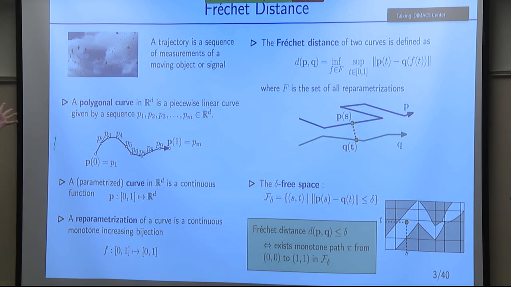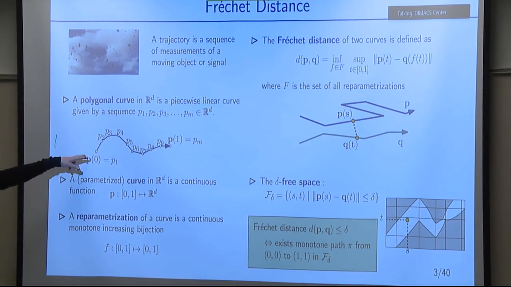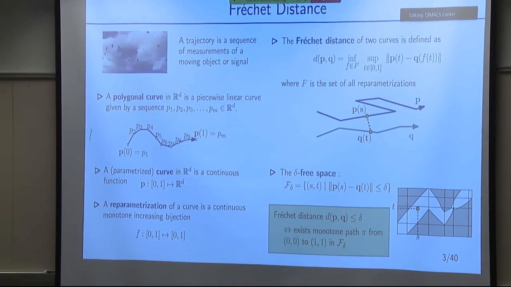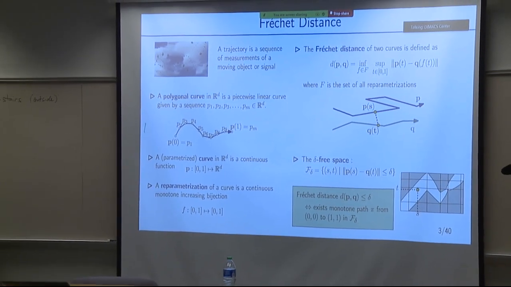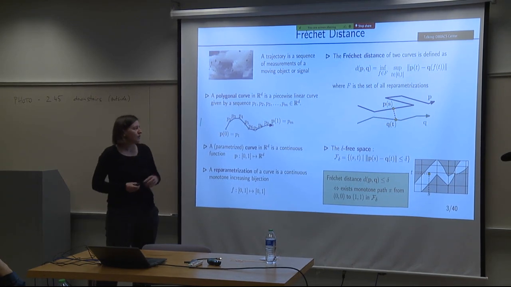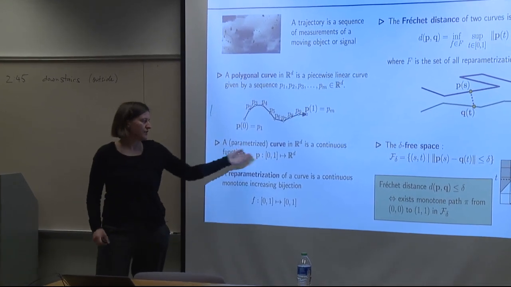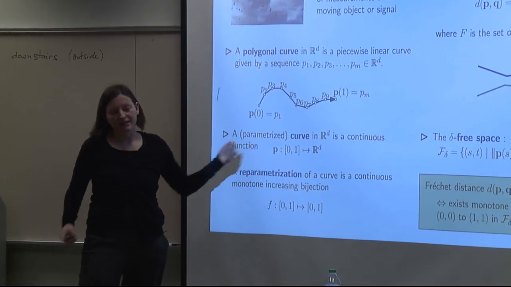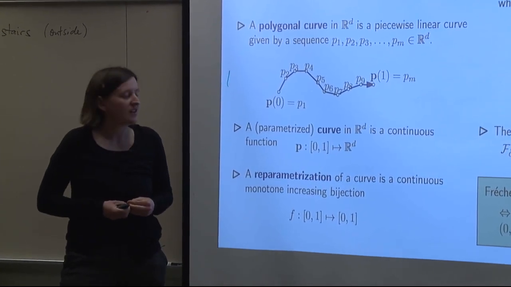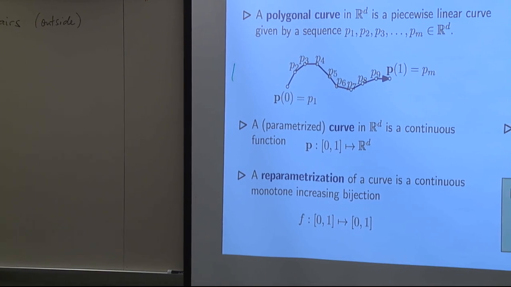As I said, a trajectory or time series is a sequence of measurements of a moving object, or maybe a signal in general that you trace over time, how it changes. So you get these measurements, and then normally what is done is a piecewise linear interpolation of these measurements, and you obtain a polygonal curve, or piecewise linear curve. You can think of this also as a parameterized curve, which is just a mapping of a parameterization interval, let's say we can just fix it to be [0, 1], to R^d, where R^d is the ambient space that the curve lives in.